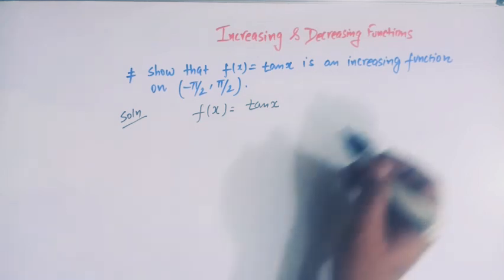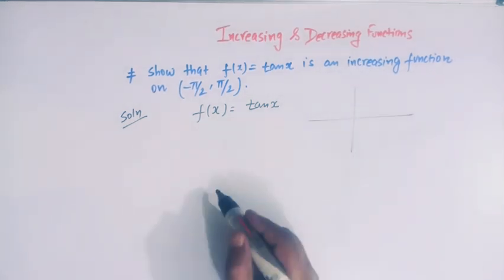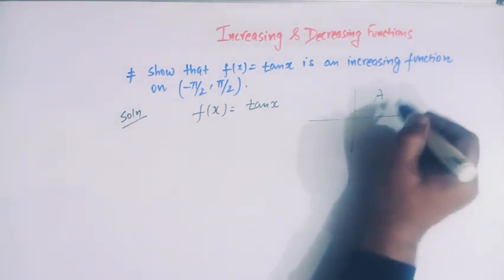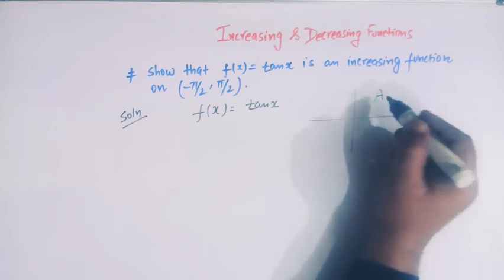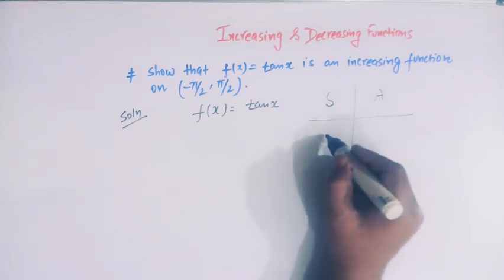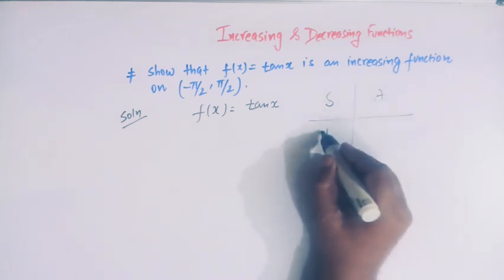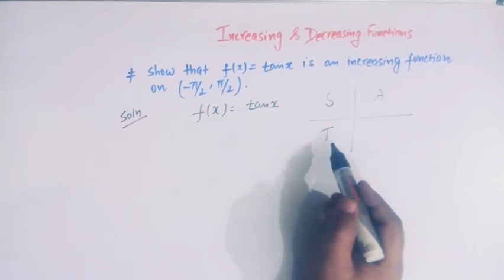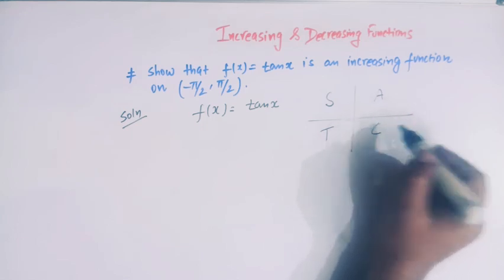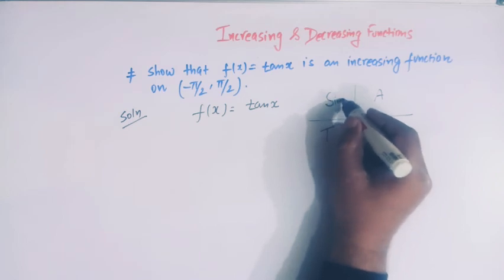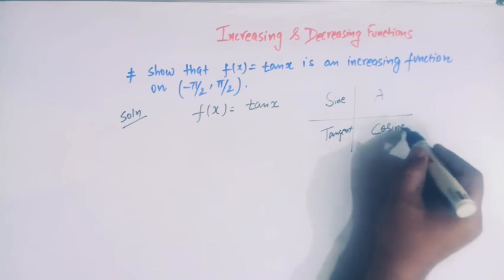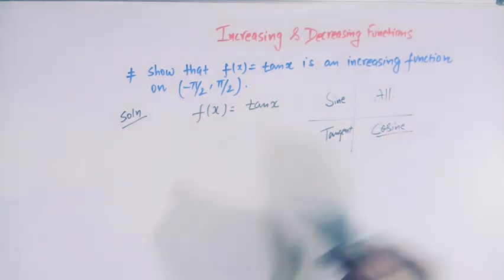Now we know the sign convention of the trigonometric functions. All the trigonometric functions are positive in the first quadrant. In the second, only sine is positive. In the third quadrant, only the tangent function is positive, and in the fourth quadrant, only the cosine function is positive, right? So here we have sine, here we have tangent, here we have cosine, and here we have all.